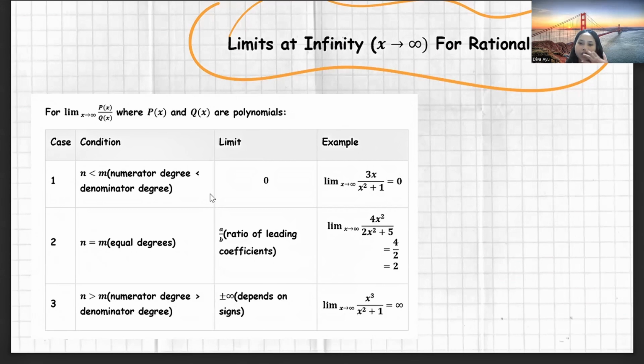The third case is when the degree of the numerator is greater than the degree of the denominator. Here the numerator grows faster than the denominator. Therefore, the limit approaches positive infinity or negative infinity depending on the sign of the leading term. Understanding these three cases makes it much easier to solve limits involving very large values of x.